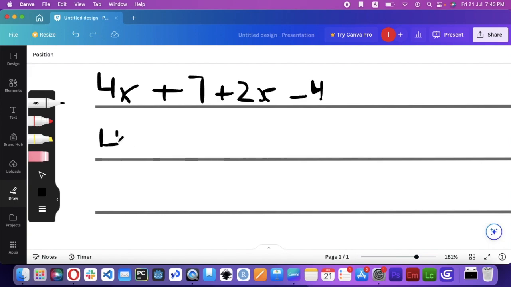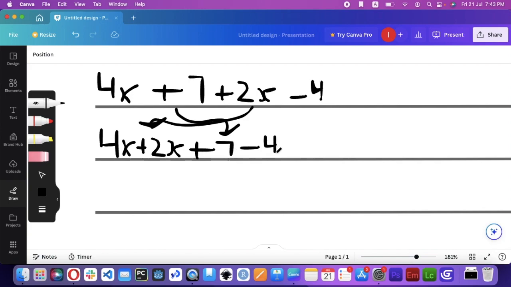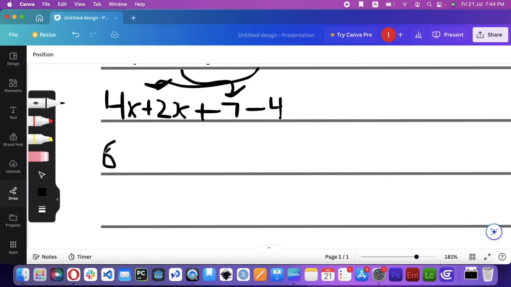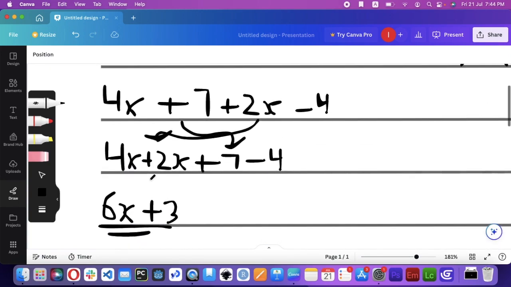So plus 2x is moving over to this place, not just an ordinary 2x. And plus 7 is going to go to this place. So 4x plus 2x plus 7 minus 4. 4x plus 2x is 6x again, plus 7 minus 4, which is 3. So that's our final answer, 6x plus 3. So yeah, this is the entire expression.